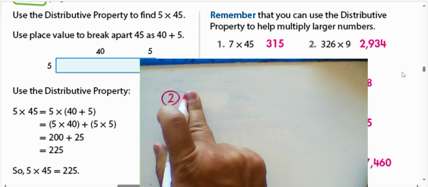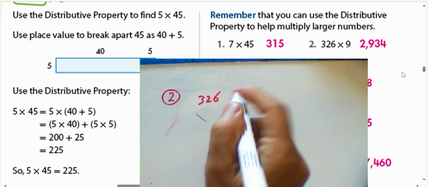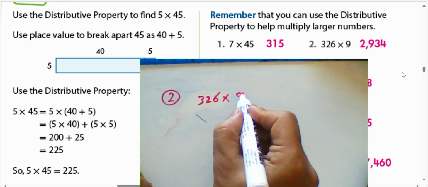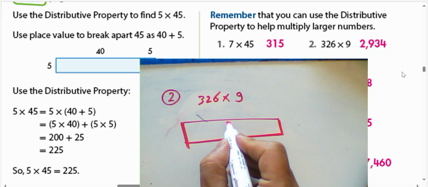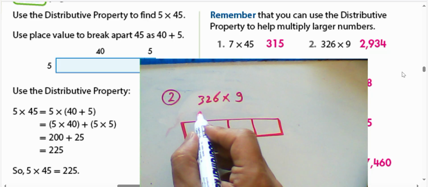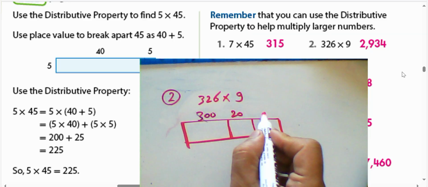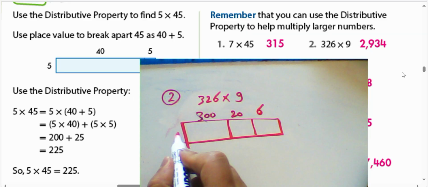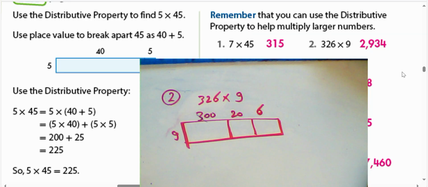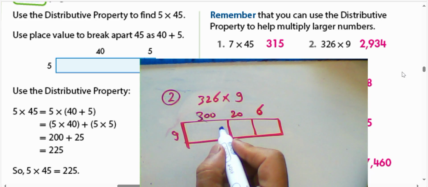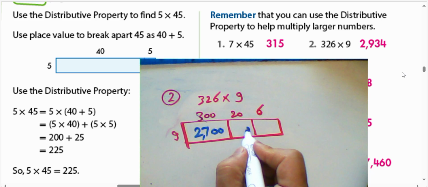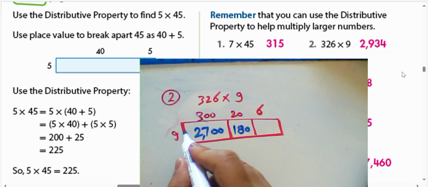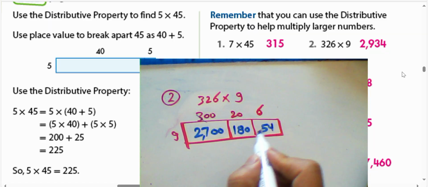326 product by 9. We can draw a rectangle here and divide it into 3 parts. Write 300 plus 20 plus 6. All product by 9. 300 times 9, write double 0, and 3 times 9 equal 27. 9 times 20, write 0, and 2 times 9 is 18. 6 times 9 equal 54.